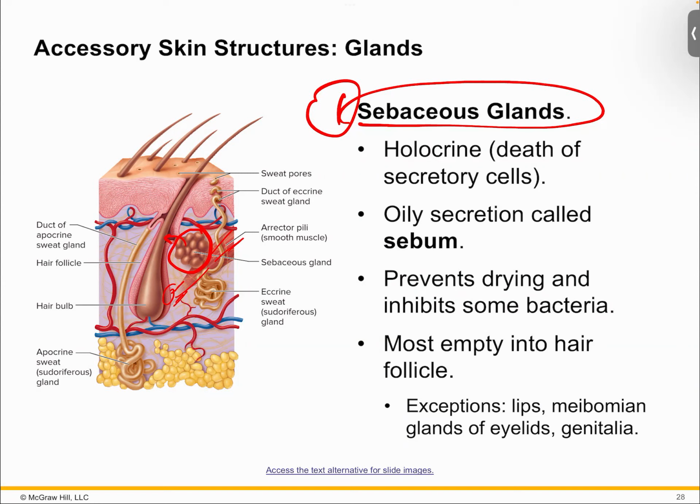So what exactly is sebum? Well, sebum is basically like an oil. So this is like a lipid secretion that is kind of like your natural conditioner. So that's what that is.